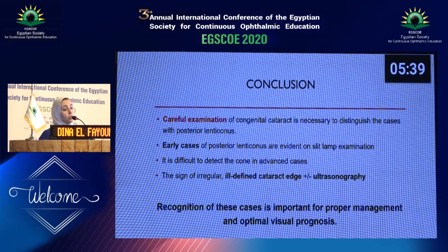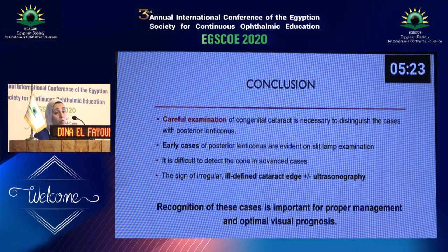So, in order to conclude, we have to do a very careful examination of congenital cataract cases, especially the cases that are presenting with a total lens opacity, in order to be able to distinguish the cases with a posterior lenticonus.